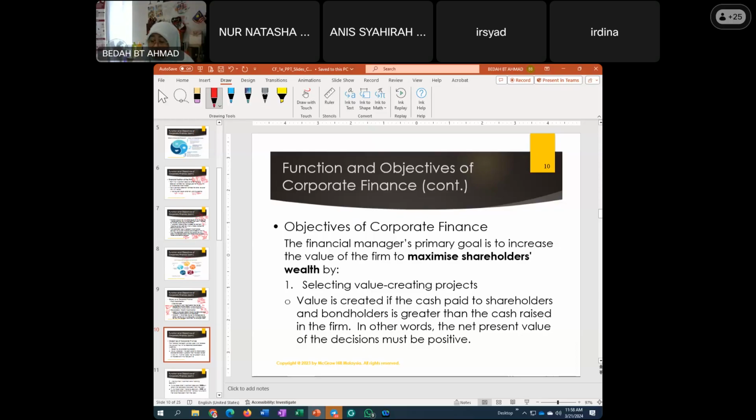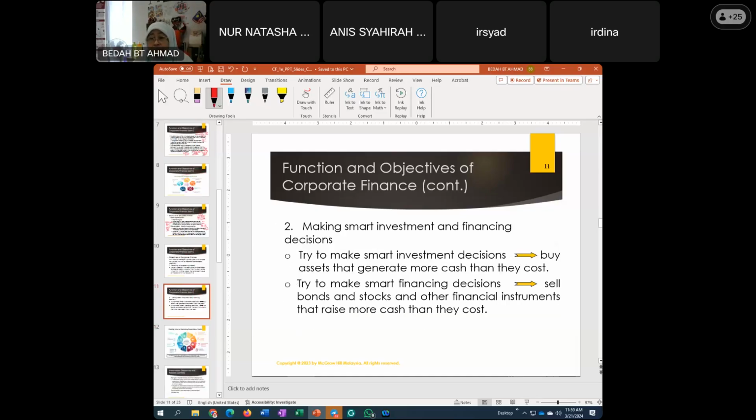Invest in positive net present value projects. So that's why you learned before in investment appraisal. It is very important to make an assessment, an appraisal of the project, and to make sure that the project will give a positive NPV. Only invest in a positive NPV project.